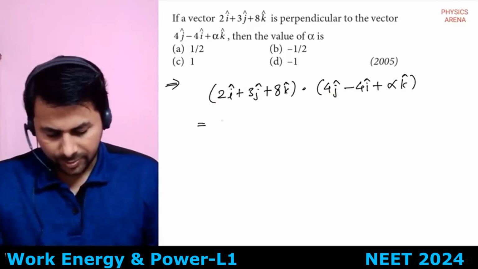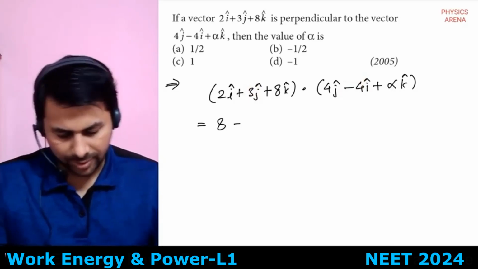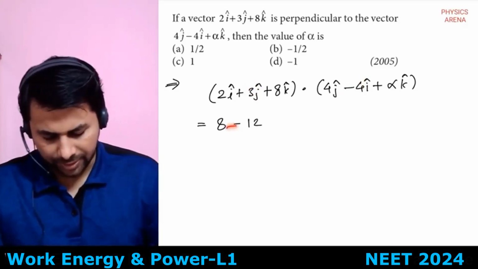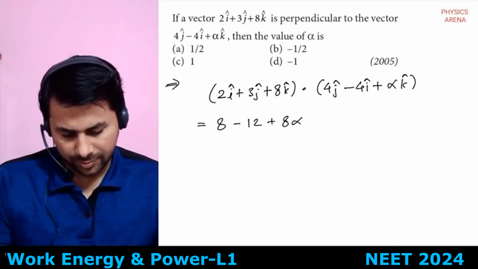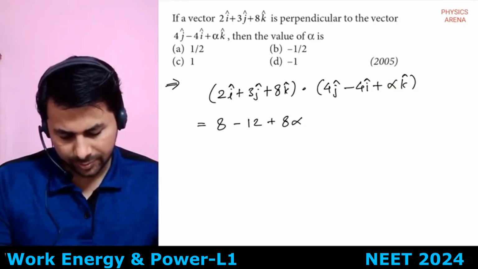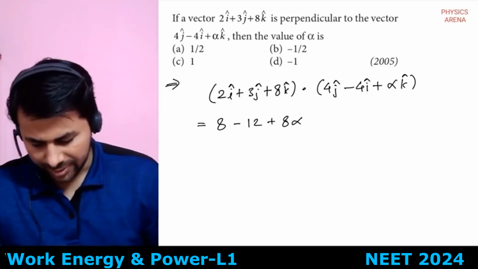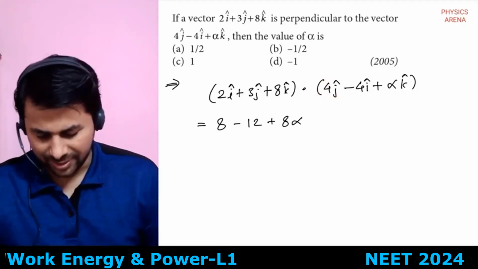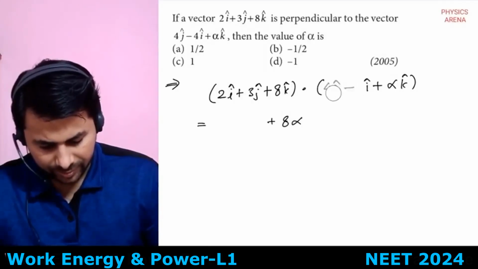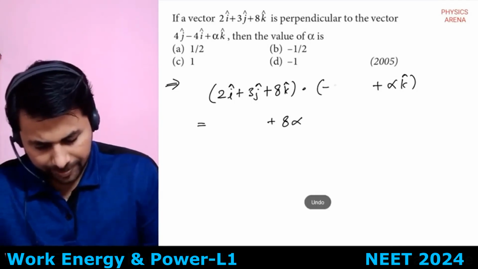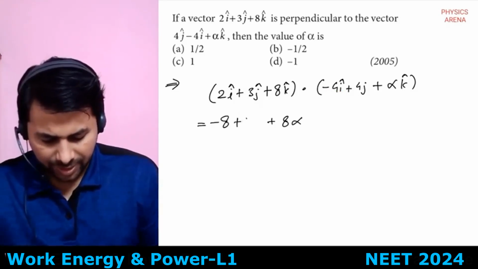So it is 2 times 4, 8. Okay, 8 minus 4 times 3, or 4 times 3 is 12. Okay, so negative sign is there, and alpha times 8. So plus, oh, they have written it in a different way. Yeah, okay, this is 4j cap minus 4i cap. Right, right. Okay, so let's change this. Minus 4i cap plus 4j cap. Okay, thanks. So this is minus 8 plus 12.